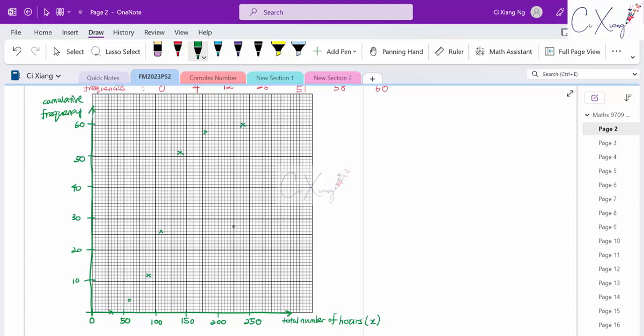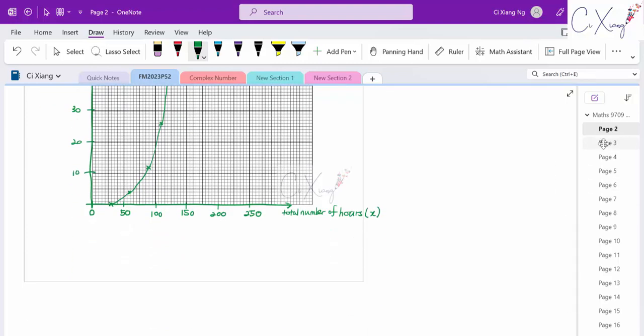So after we plot all the points here, we try to connect them by using a smooth curve. Okay, so this is how our cumulative frequency graph looks like now, right? So don't forget to label all the x and also the y axis by using a suitable scale. Okay, so this is how we sketch it. And now let us proceed to question number B.